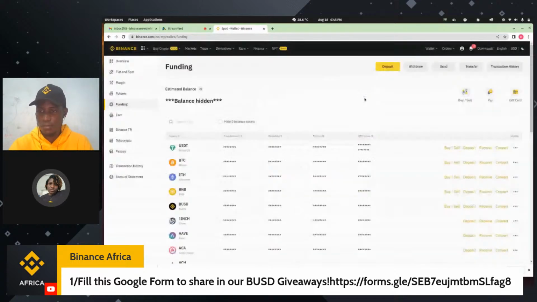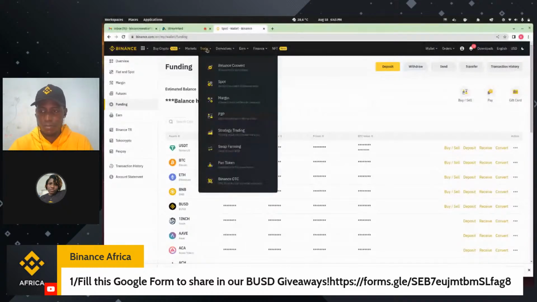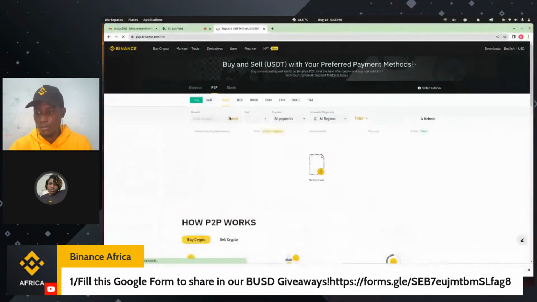All right, so assuming I have done my swap and I have some funds in my funding wallet, I can head onto our P2P. When we come up here to trade, one thing you have to take note of is that this P2P is available on both the website and the application. Whichever you are using, you have access to the P2P. When we hit trade, we come down to P2P, and here we have it opened for us.